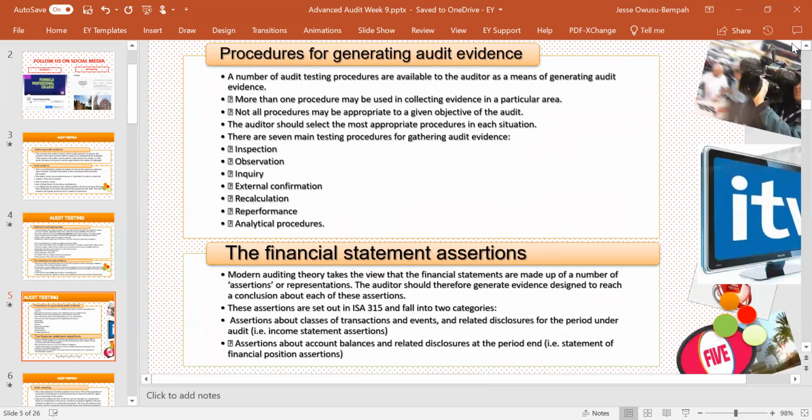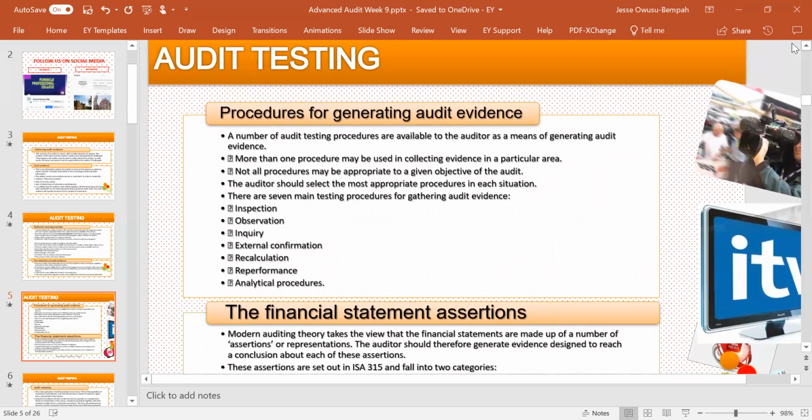Now, we cannot talk about audit testing without talking about audit procedures. A number of audit testing procedures are available to the auditor as a means of generating audit evidence. We cannot talk about audit evidence and audit testing without talking about audit procedures. More than one procedure may be used in collecting evidence in a particular area, and not all procedures may be appropriate to a given objective of the audit.